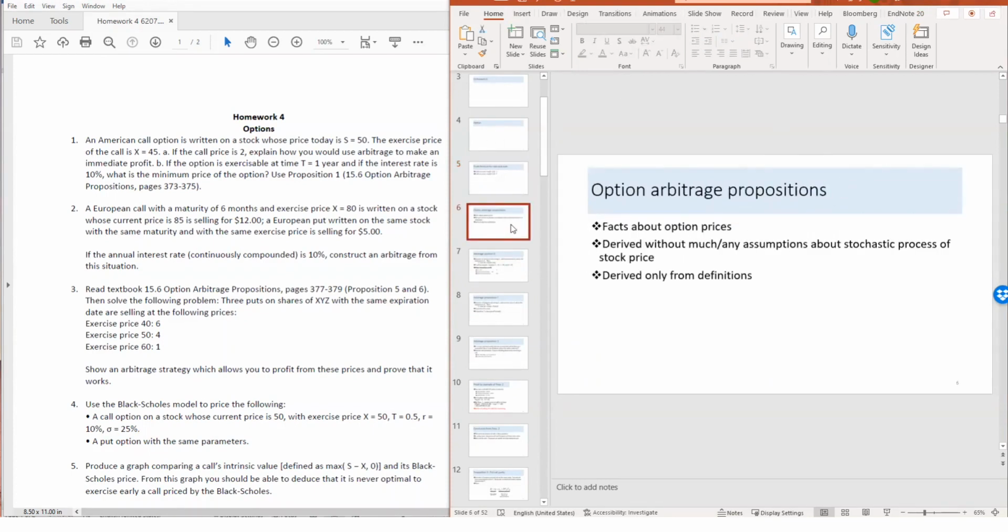And then we're going to also talk about option arbitrage propositions. These propositions arrange the option prices such that there's no arbitrage opportunity out there. So each of these propositions represents some fact about option prices. It is derived without any assumptions about the stochastic process of stock price, meaning that you don't need to make any assumption about, for example, the distribution of stock price and how stock price may fluctuate over certain time periods. So no assumption needed. Just by definition of call and put, we should have these kinds of propositions out there.